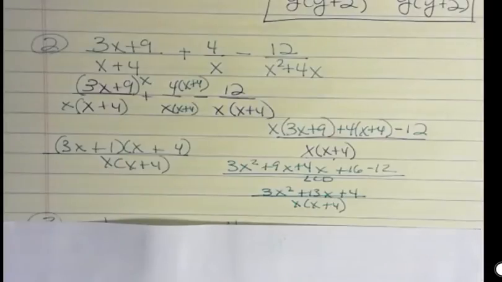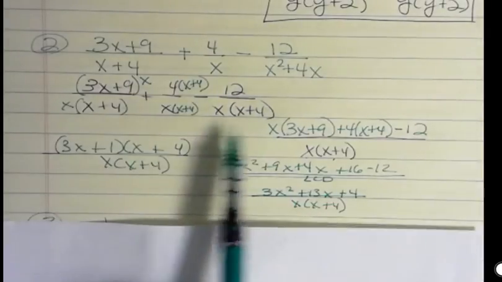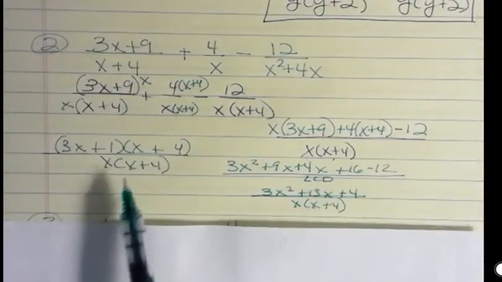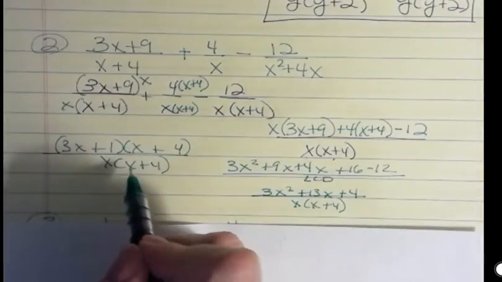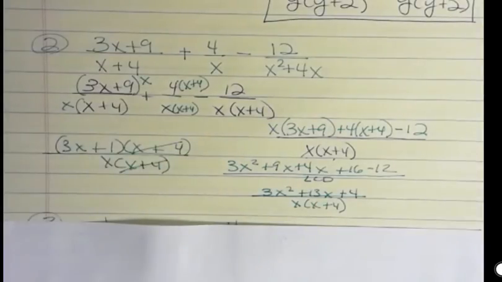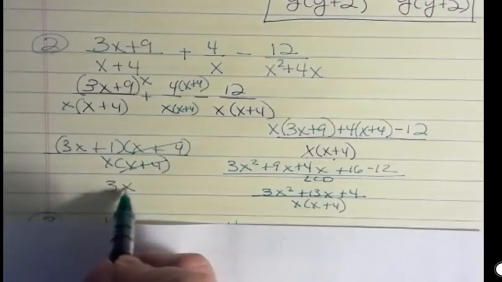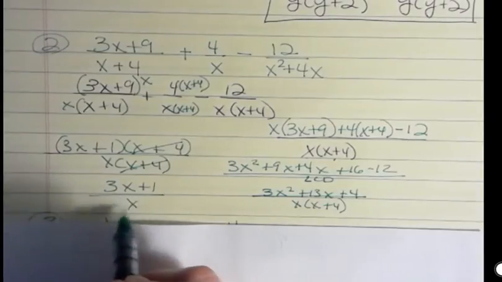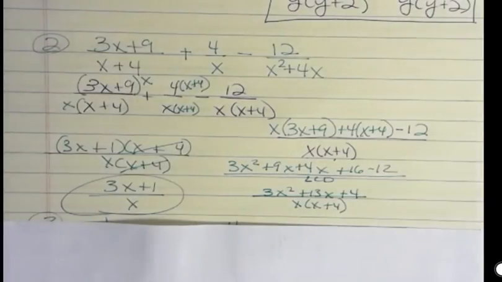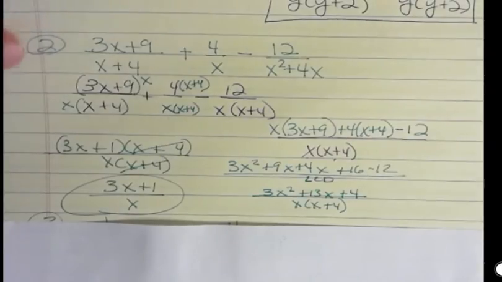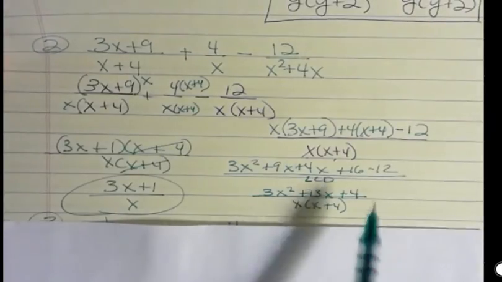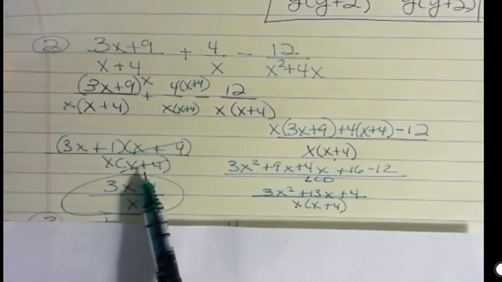So I found the LCD, I changed all the fractions, I combined it up, and now I'm going to have to simplify and cancel, so I'm doing that. So I end up with 3x plus 1 over x as my final answer. Notice all the things I had to go through to get to that final answer. I never dropped my denominator, even though I was able to cancel some at the end.